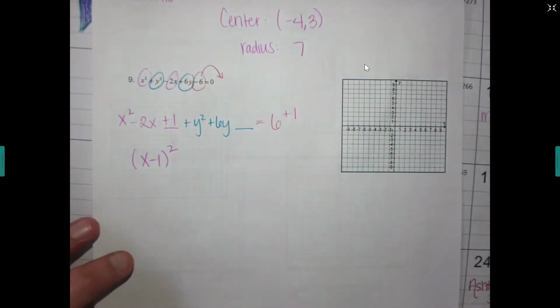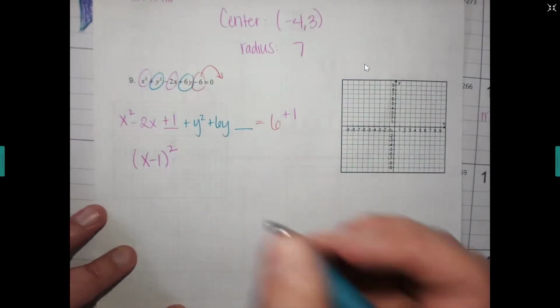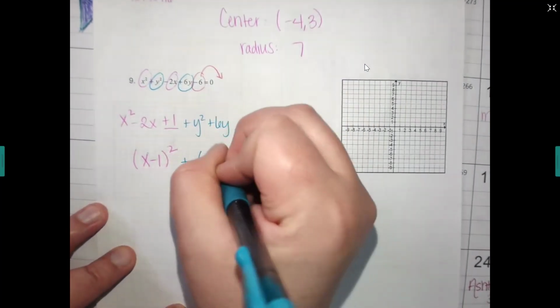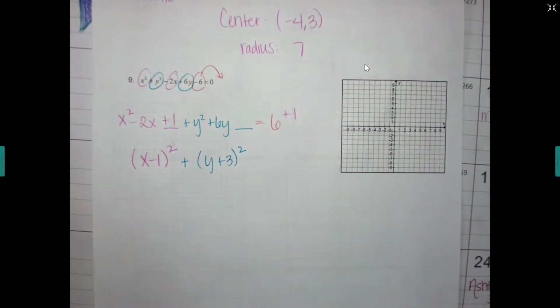For my Y's, remember, I can only take half of this middle term. So if there are 6 in the middle, what's half of that? Y +3. And then remember, I'm going to fill in the blank with whatever 3 squared is. What's 3 squared? Then I'll go back and put a +9 here and even it out with a +9 on the other side.